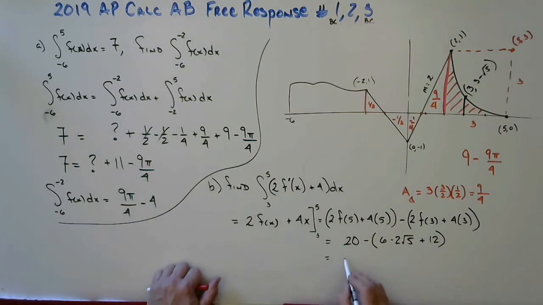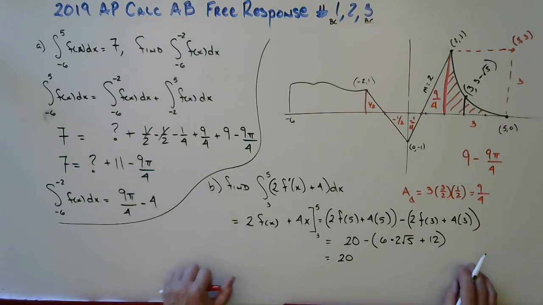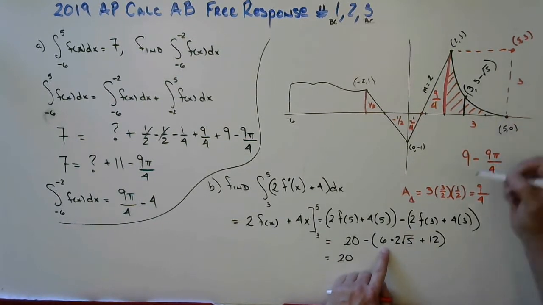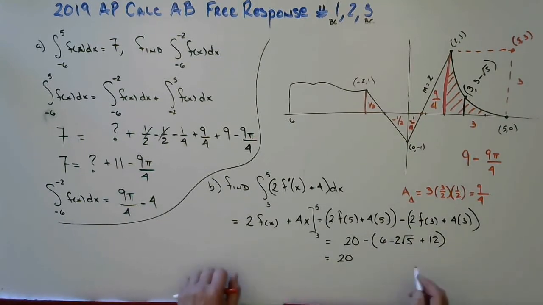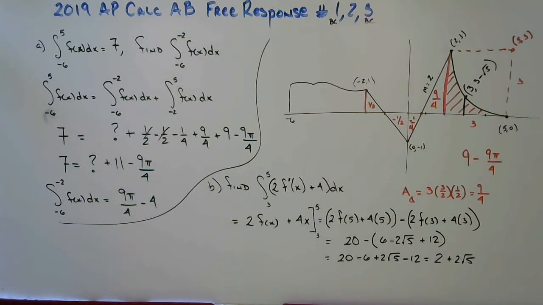So what do we get when we're all done? We get 20, and so we have 2 times f of 3. F of 3 was this, so we have 6. I'm sorry, that's a minus. So we have 20, we have a minus 6, we have plus 2 root 5, and we have a minus 12. So what do we get? We get 20, take away 18, that's 2, plus 2 root 5. Let's see if we actually got that one right. Hey, look at that. We got one right. Now for part C.